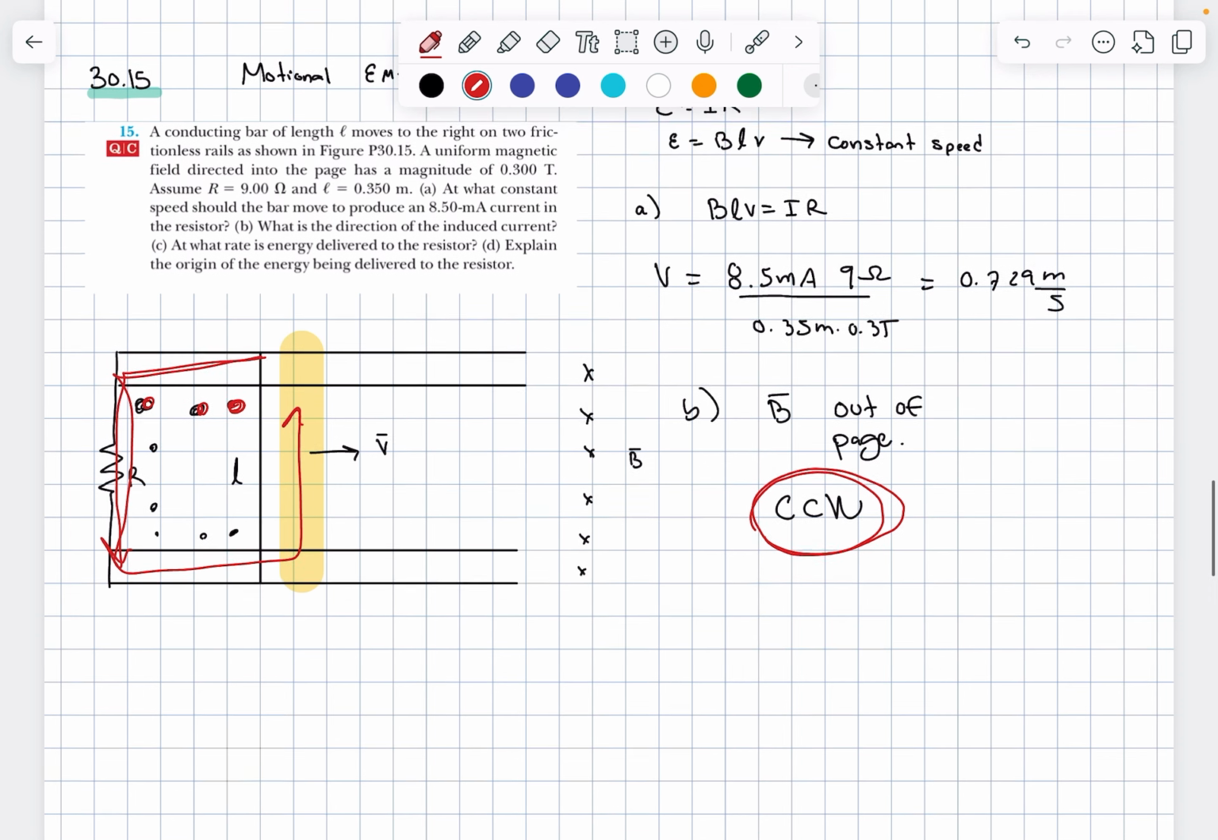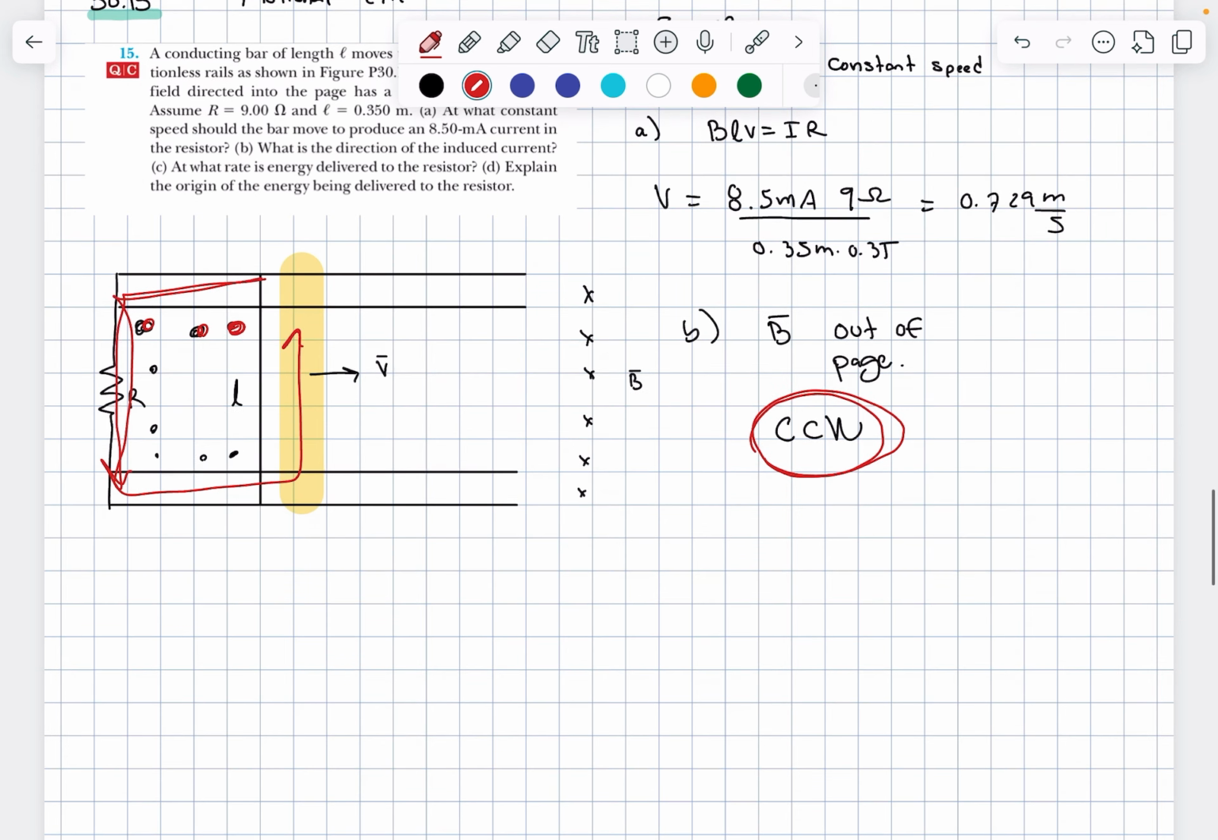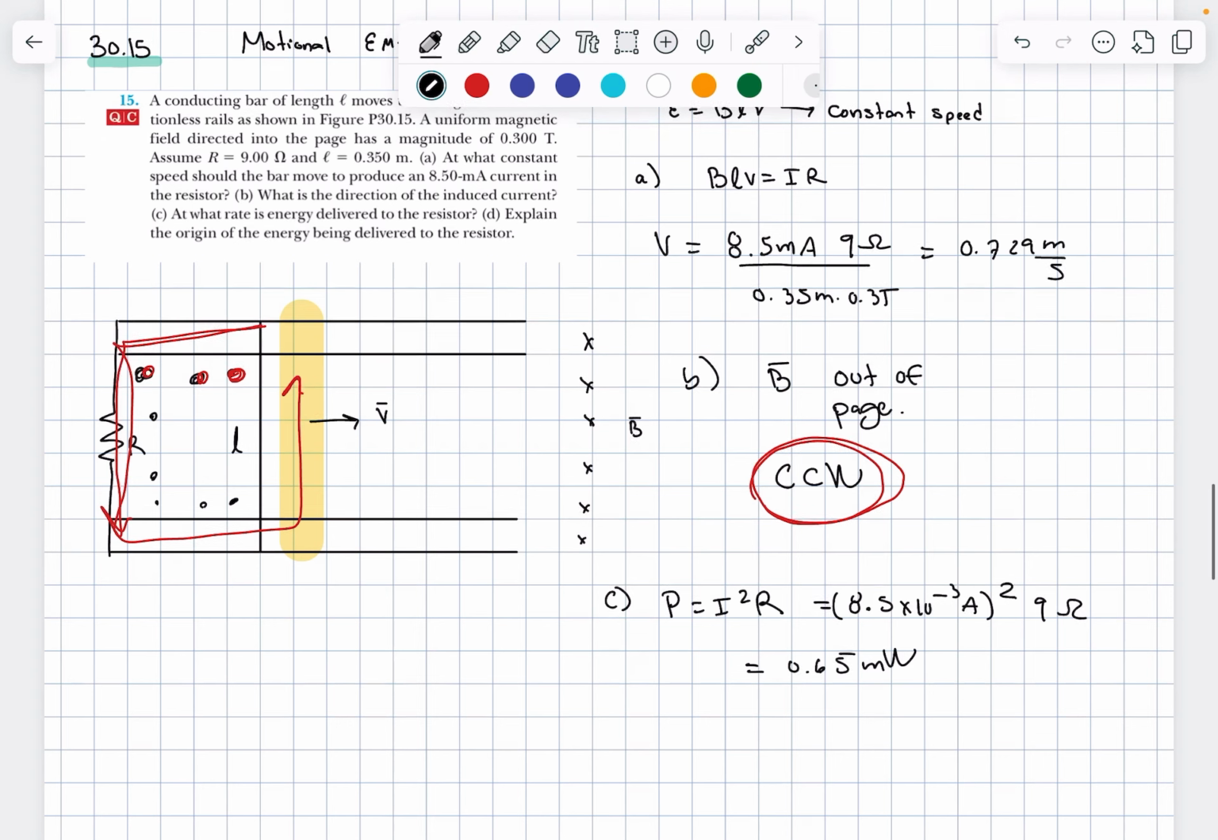Next, we have C. It says, at what rate is energy delivered to the resistor? This has nothing to do with this chapter, but it's going back from quite a while ago now, where we have P is equal to I squared times R. So P is equal to 8.5 times 10 to the negative 3 amps squared times 9 ohms, and that's equal to 0.65 milliwatts.